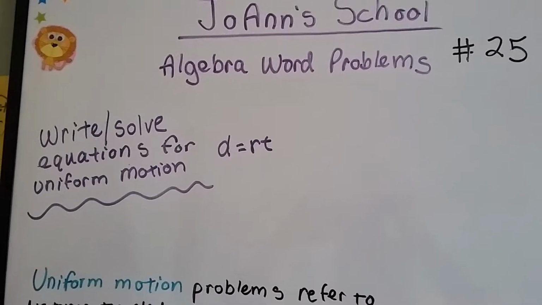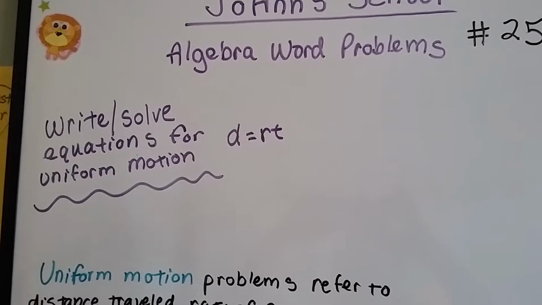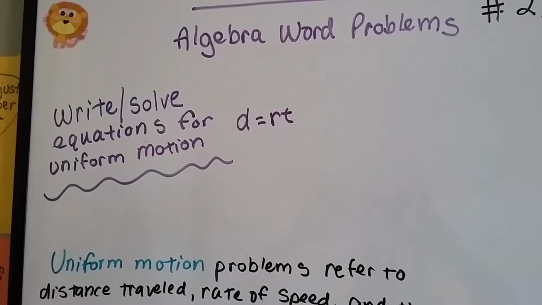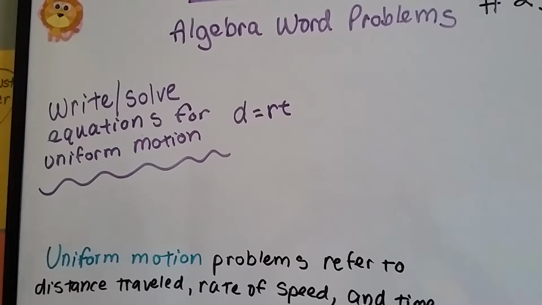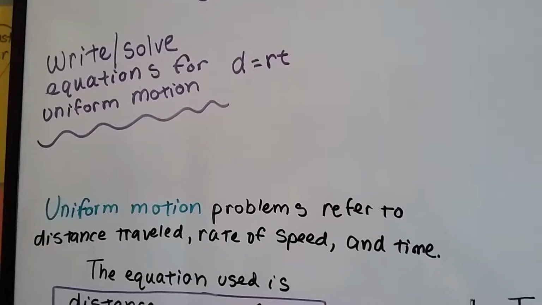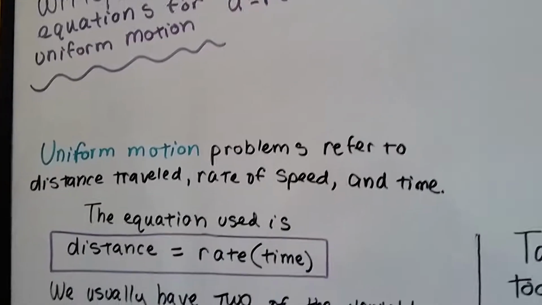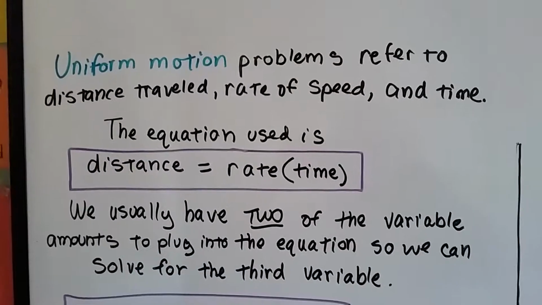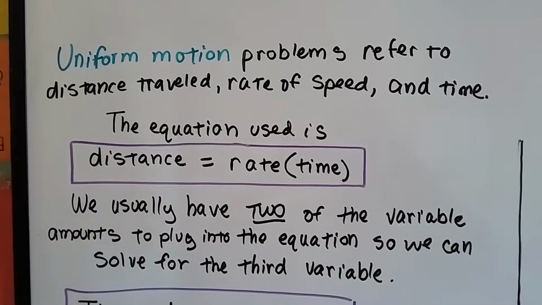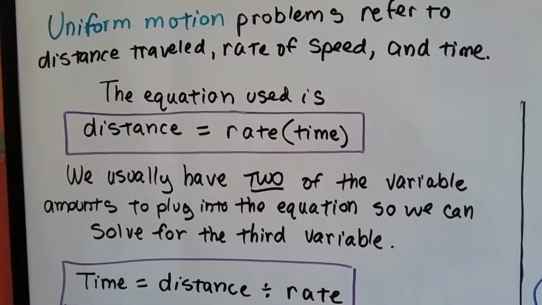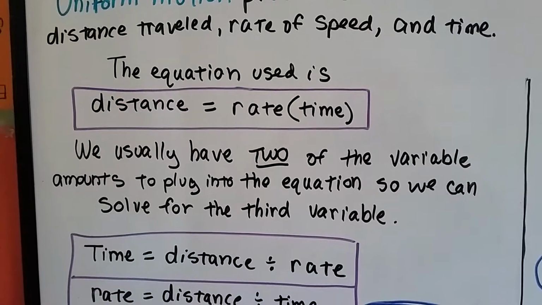Algebra word problems number 25. Write and solve equations for uniform motion. These are distance equations: distance, rate, and time, or distance, speed, and time. Rate and speed are the same thing. So uniform motion problems refer to the distance traveled, the rate of speed, and the time. And the equation used is distance equals rate times time.